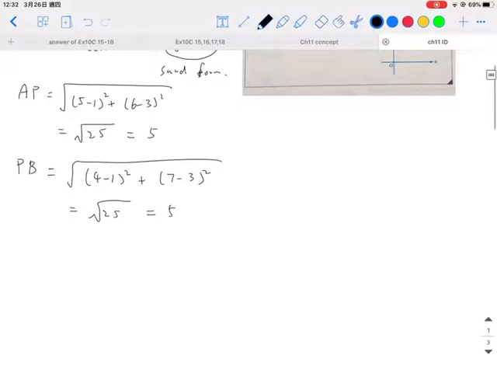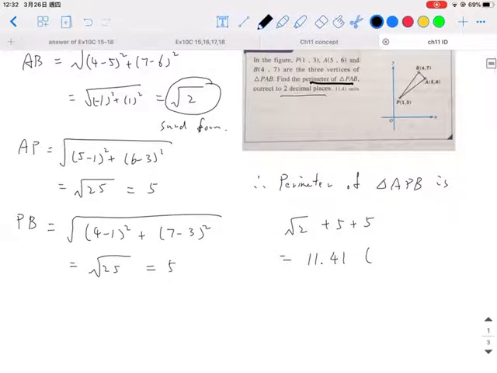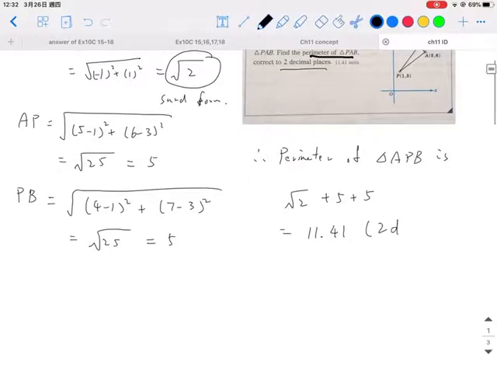Therefore, the perimeter of triangle APB is root 2 plus 5 plus 5, which is equal to 11.41. According to the question requirement, the answer should be to 2 decimal places, so it should be 2 dp. So that's instant root 1.